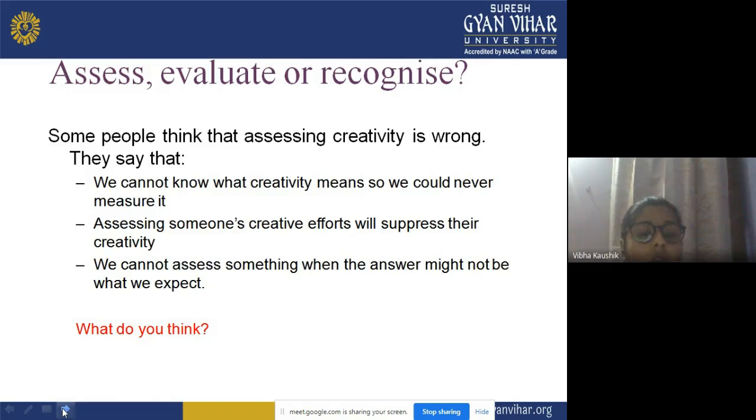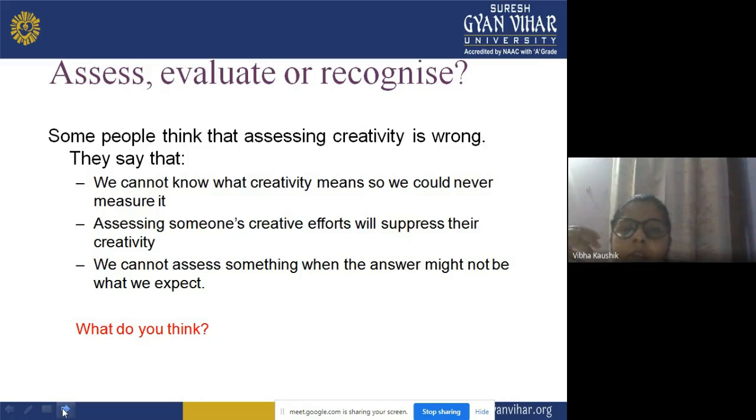Now, the next one is that assessing someone's creative efforts will suppress their creativity. It means a new innovative idea has been developed by you, and if I am evaluating that creative thing, then what will happen? It will suppress your creativity. We cannot assess something when the answer might not be what we expect.